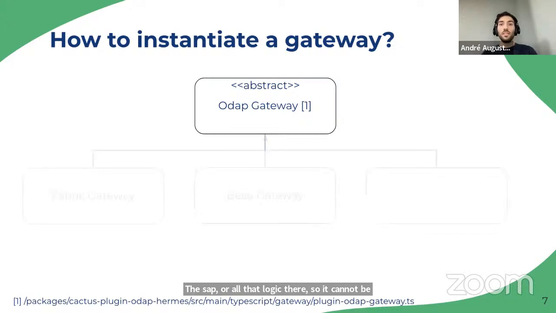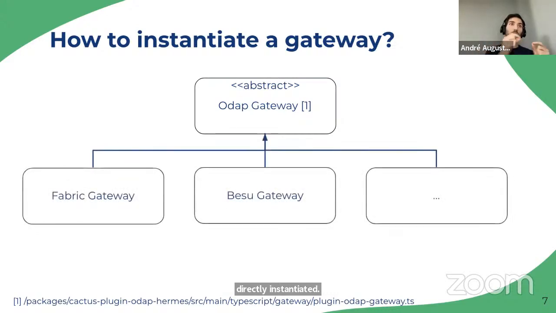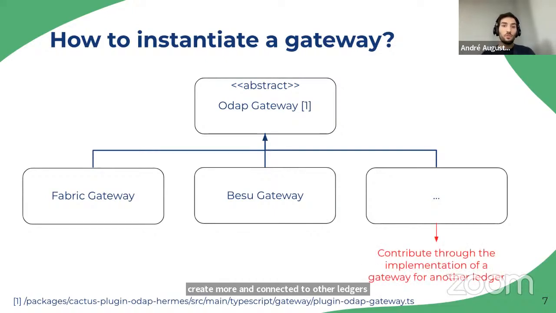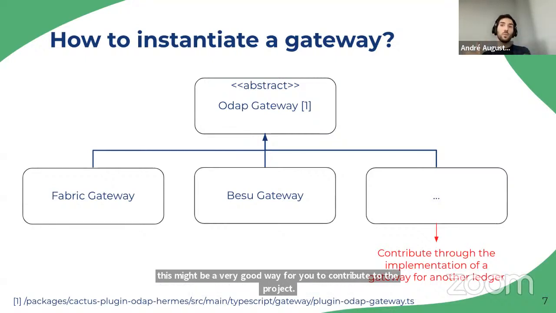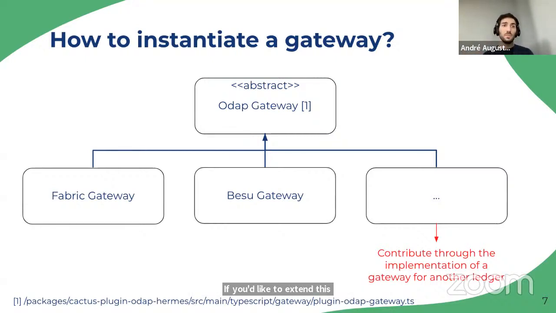So what we need is to work on specific implementations of gateways, one for each ledger. In this case, we have implemented already a Fabric and a Besu gateway, but it is possible to create more and connect it to other ledgers. And this might be a very good way for you to contribute to the project if you'd like to extend this plugin ODAP gateway, connect it to another ledger, and you'll basically need to create smart contracts for that ledger and write the logic for the gateway to interact with those smart contracts.